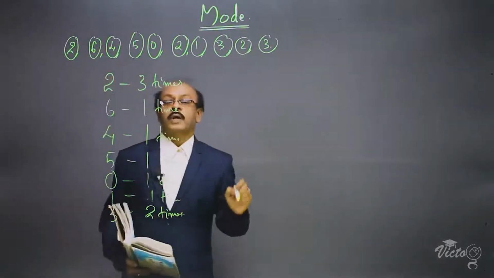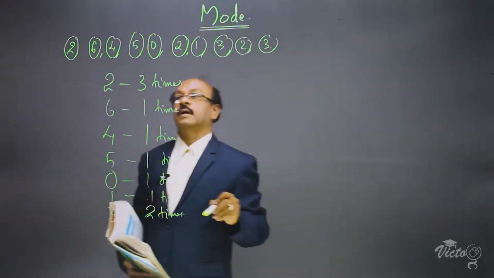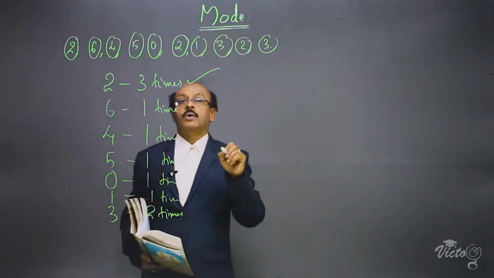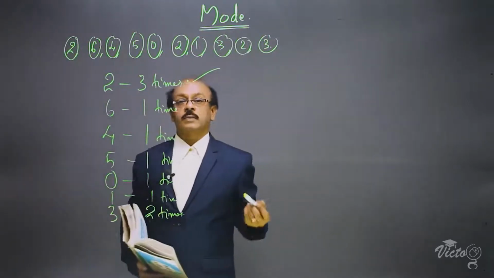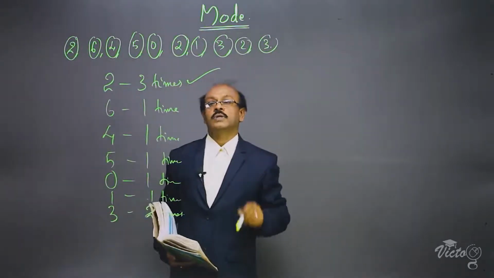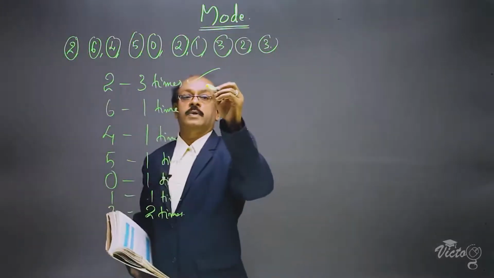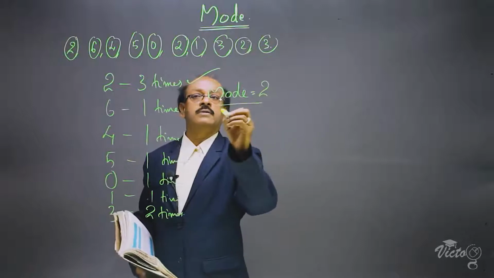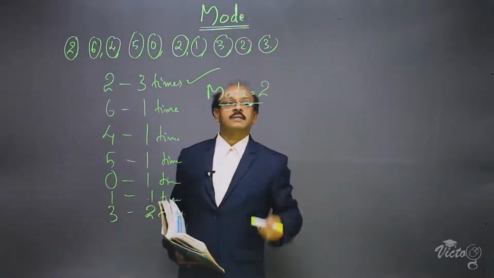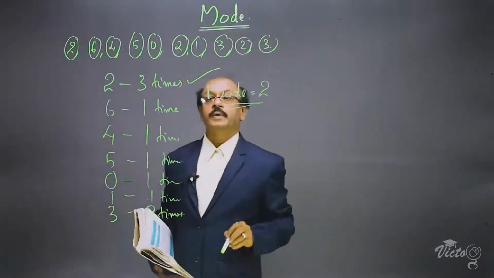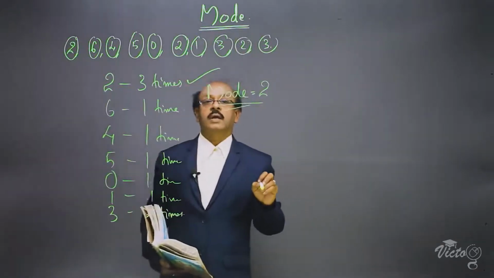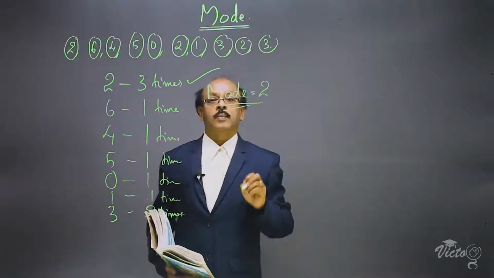Therefore, the most frequently occurring observation is 2. It is occurring 3 times. Therefore, the mode of the given ungrouped distribution is 2. Mode is equal to 2 because 2 is occurring 3 times. This is for an ungrouped data. For an ungrouped data, the most frequently occurring observation is called mode.